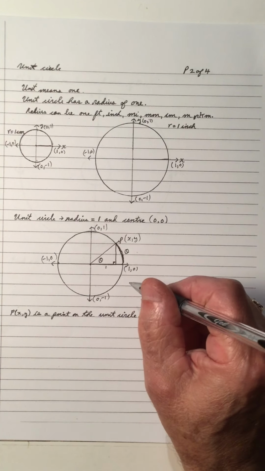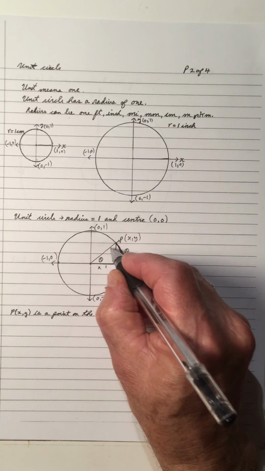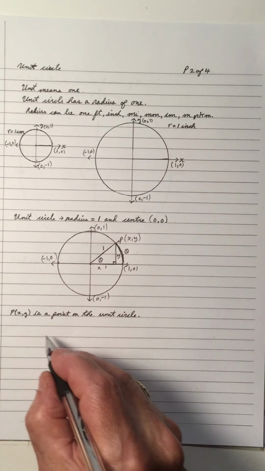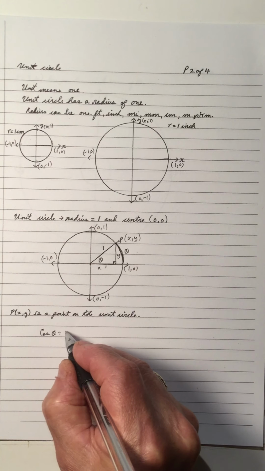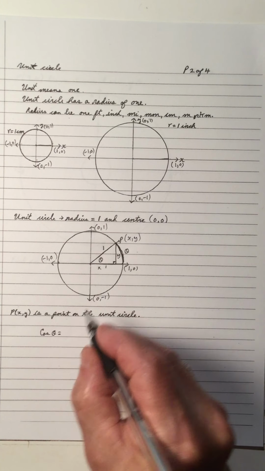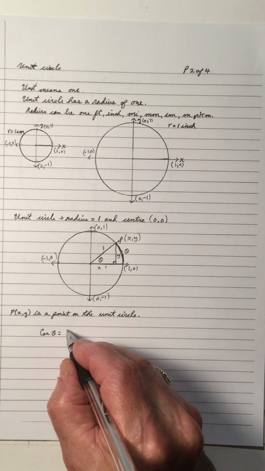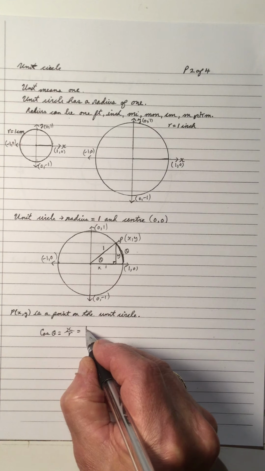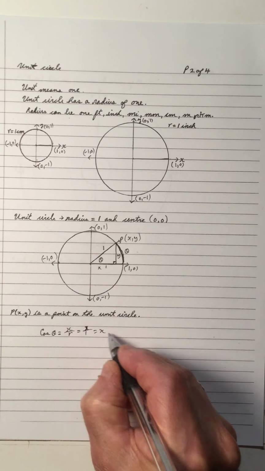So this is the x, this is the y, and this is 1. The radius of the circle, the hypotenuse of the triangle, is 1. So cos of theta is the adjacent, which is x over hypotenuse 1. So that's the same as x over r, which is x over 1, which is x.